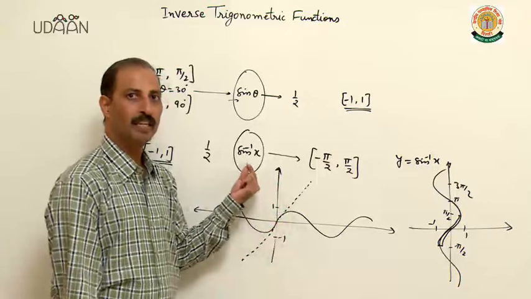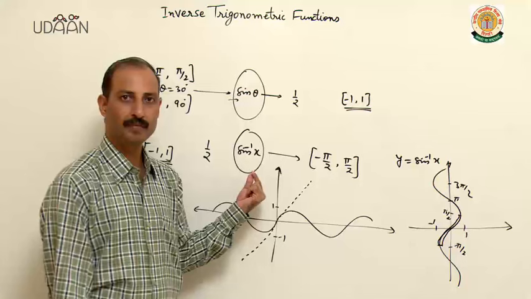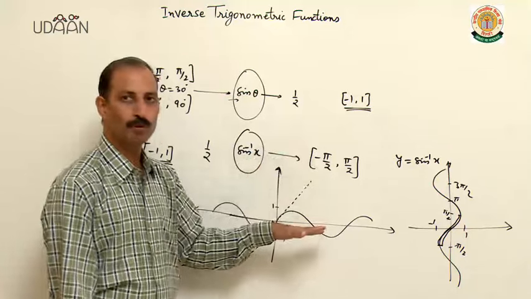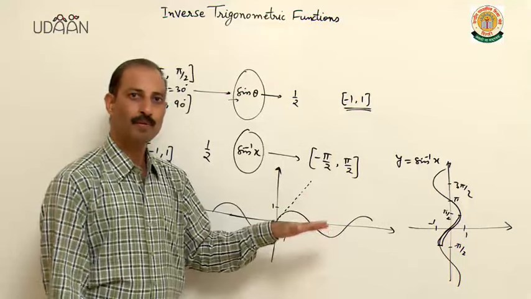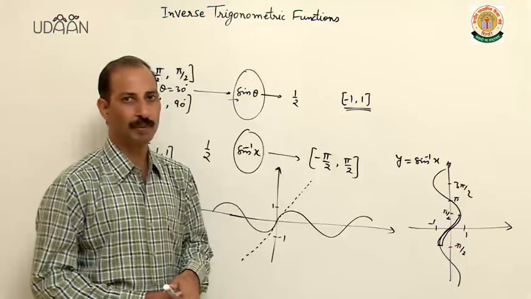There are 6 inverse trigonometric functions we are taking. We have given their graphs also. You have to study that from your modules. Now we will take a few examples.